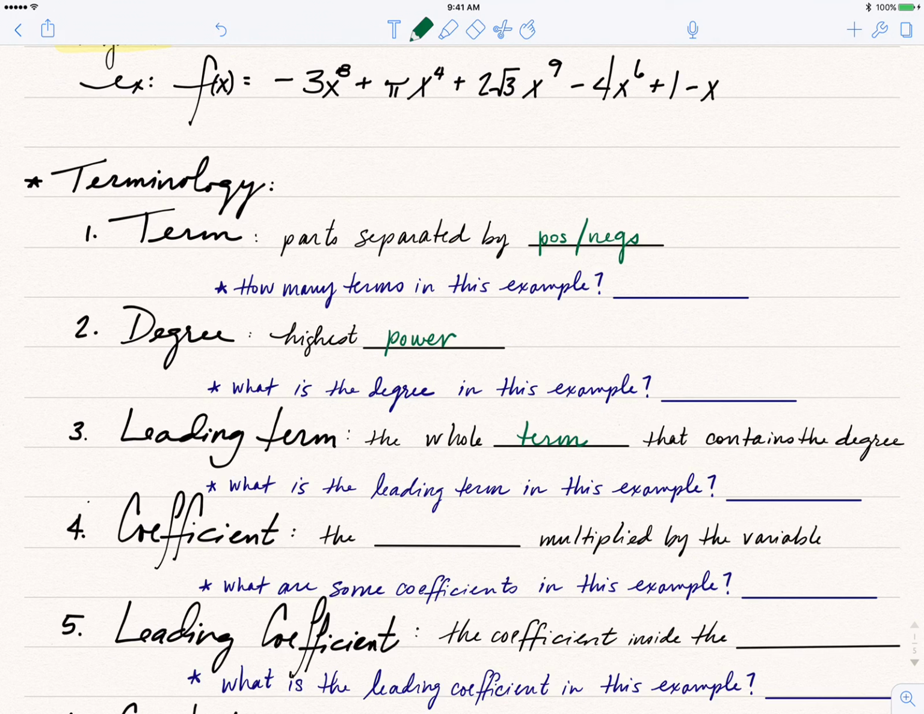A coefficient. A coefficient is the number multiplied by the variable. The number multiplied by the variable. Now I have several coefficients in this particular example. What are some of the coefficients in this example?